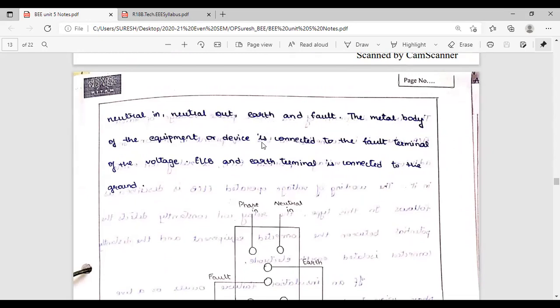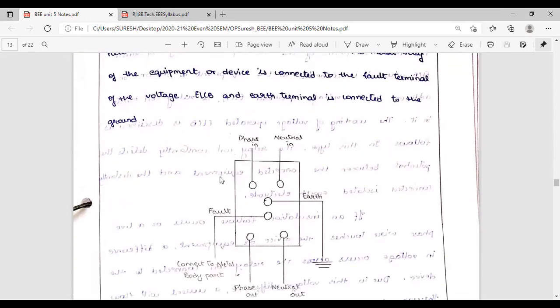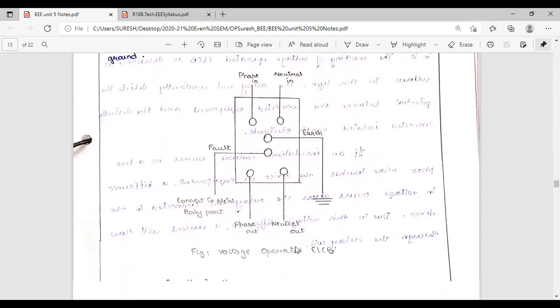The metal body of the equipment or device is connected to the fault terminal. The ELCB earth terminal is connected to the ground. These are the 6 terminals. Go through this diagram.